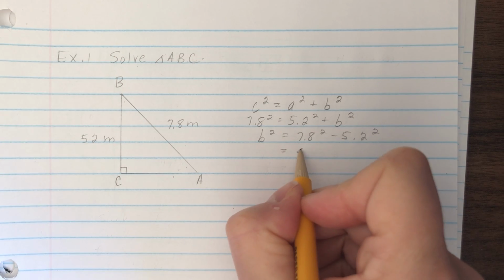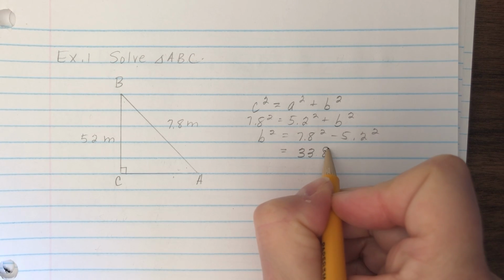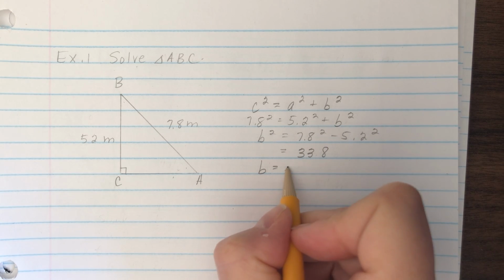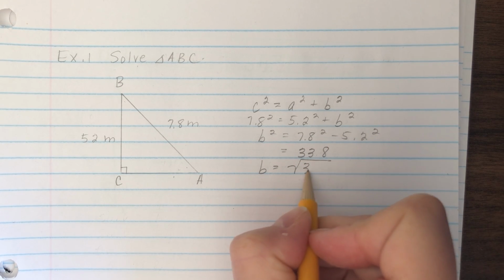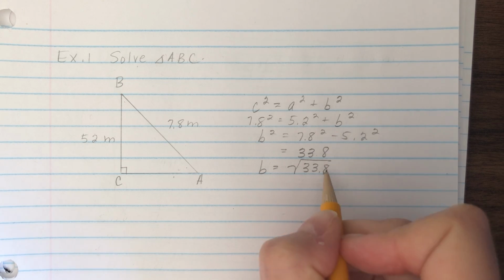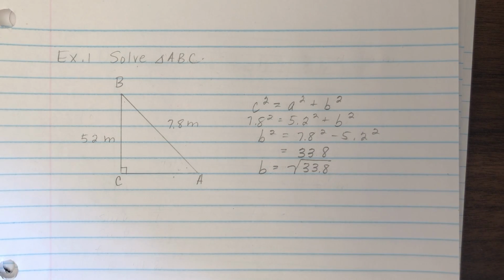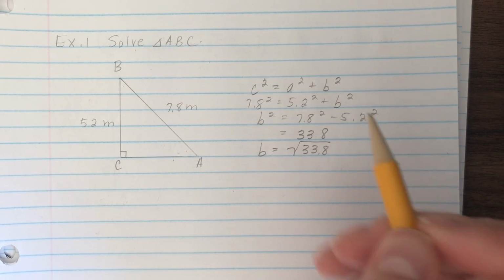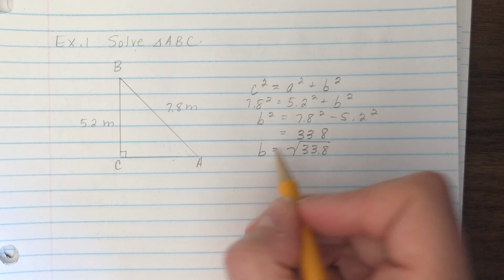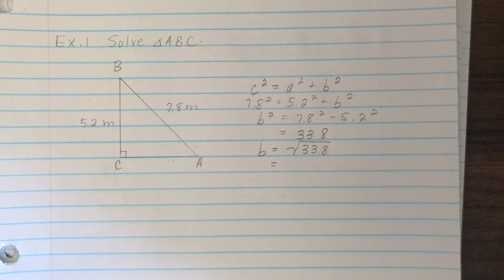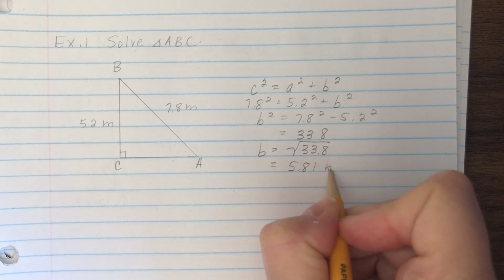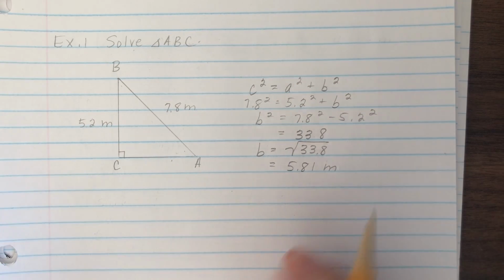And I get an answer of 33.8 for B squared. Next, we have to take the square root of that number to find B. And when we take the square root of a number, there's two answers, but we're going to ignore the negative one since the measure of a side in a right angle triangle or any triangle has to be positive. And the square root of 33.8 gives us an answer of 5.81. The units will be meters since the other two sides are in meters.